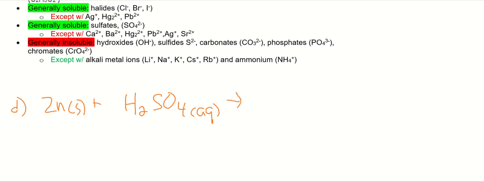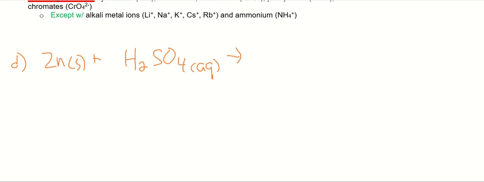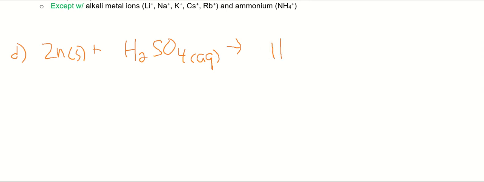Well, let's check our activity series. Zinc is right there. It's going to replace hydrogen. So that's going to form hydrogen gas. And zinc is a two positive transition metal, and a sulfate. SO4 is a two negative polyatomic ion, so they're going to cancel out.